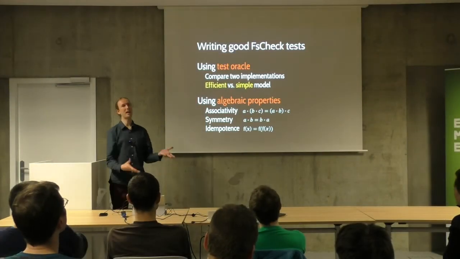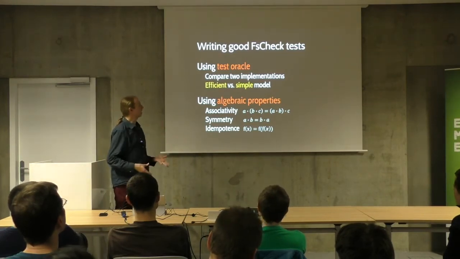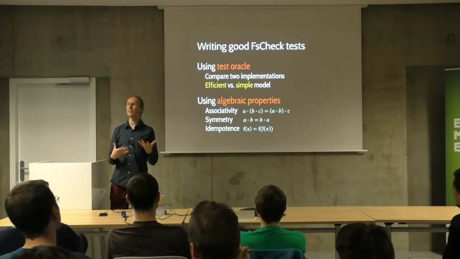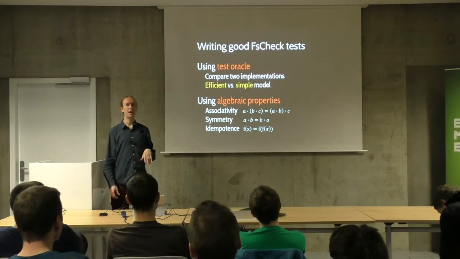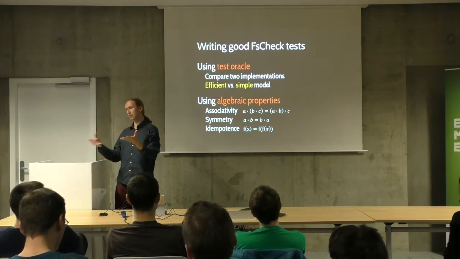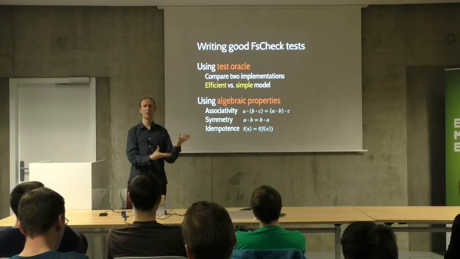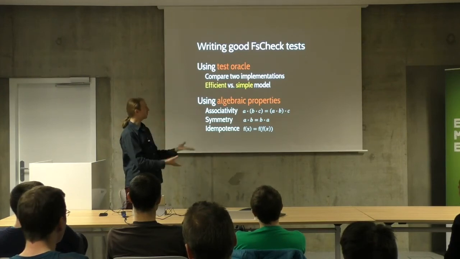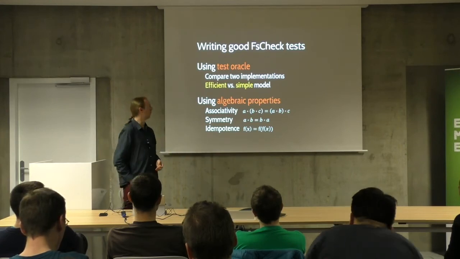So FsCheck is really nice, in a number of cases, if you have multiple different implementations of something. So that's the test oracle case. For example, if you have a slow prototype implementation and a more optimized one, then you can check that the efficient one does the same thing as the slow one.